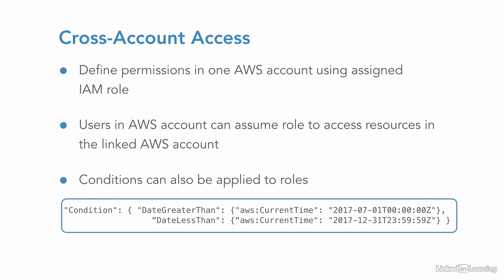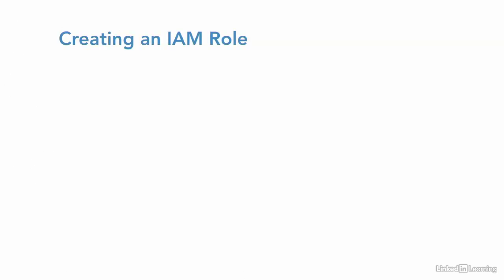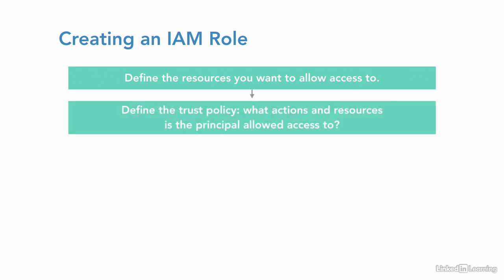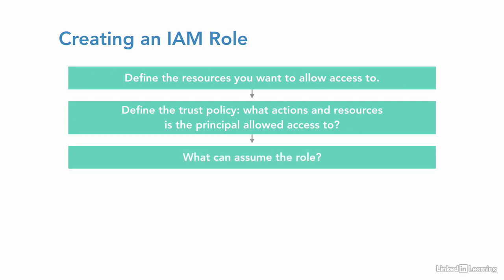So for creating an IAM role, we first of all have to define the resource we want to allow access to. Then we define the trust policy. What actions and resources do I want the principal to be able to carry out? Then we define, okay, who can assume this role?